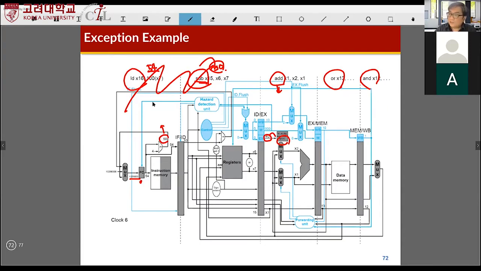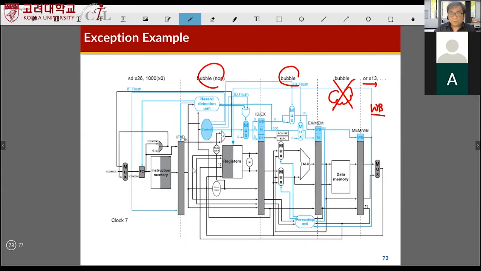Also, how about the instruction fetch stage? In the instruction fetch stage, the processor sets the next PC value as 100. This is the PC of the exception handler. So in the IF stage, the first instruction of the exception handler is fetched from the instruction memory. So that's how this example shows how the exception is handled in the pipeline processor. Okay.